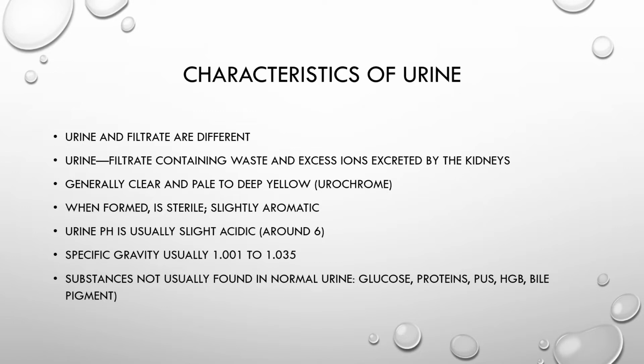Because urine is water plus solutes, urine is denser or weighs more than distilled water. Specific gravity is how much heavier urine is than distilled water. So the specific gravity of pure water is 1.0, and the specific gravity of urine usually ranges from 1.001 to 1.035. And this would be dilute to concentrated urine, respectively.